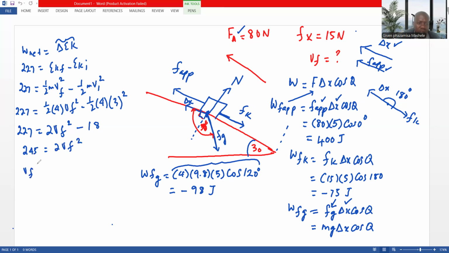Then we divide everything by 2. So vf squared will be 245 divided by 2, which is 122.5. Then we put the root sign. So what is the final velocity? The square root of 122.5 is 11.07 meters per second.